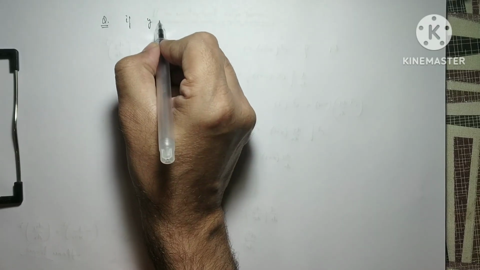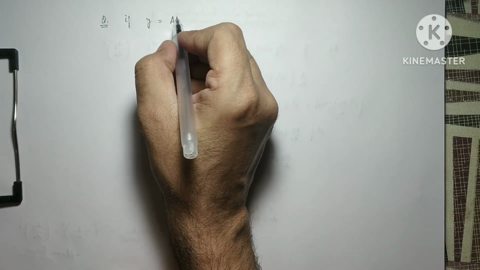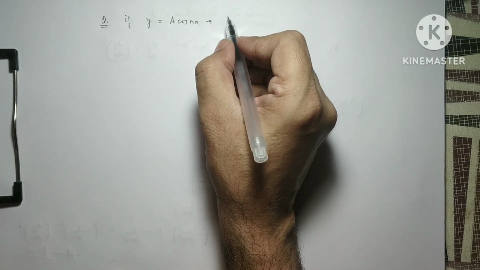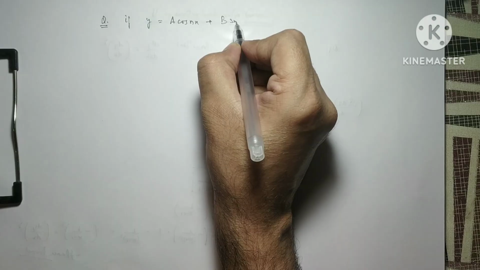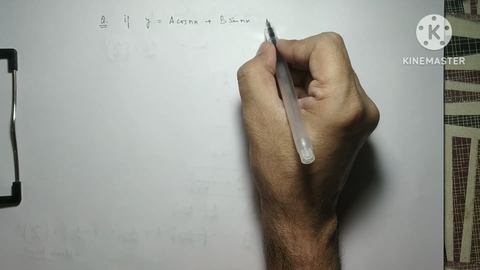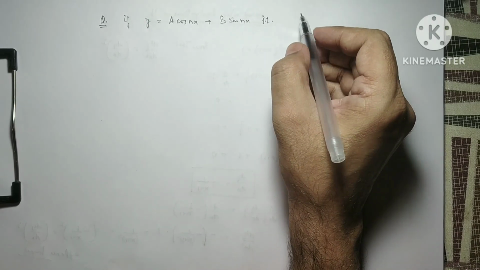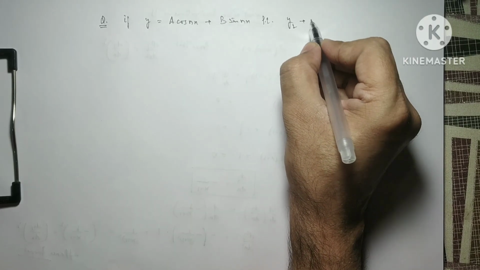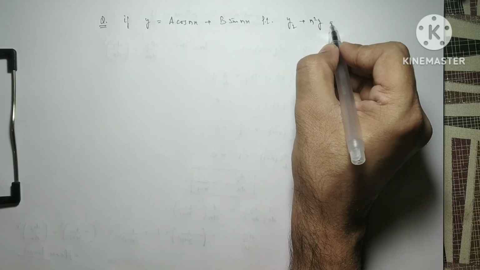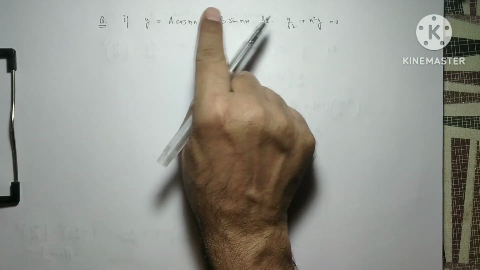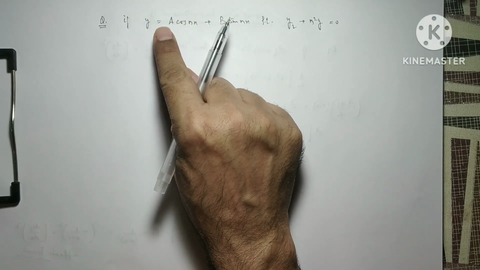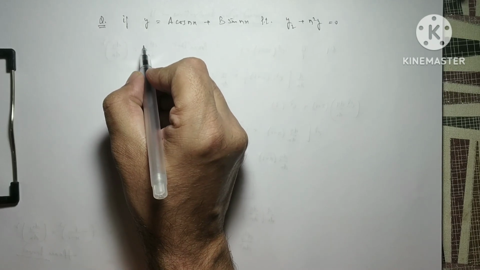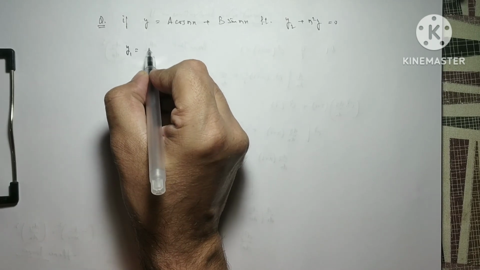If y equals a constant a with cos nx plus b with sin nx, prove that y2, which means d2y over dx square, plus n square y equals 0. y is this function and y2 is the second derivative of this y. So first we collect y1, or you can say dy over dx.